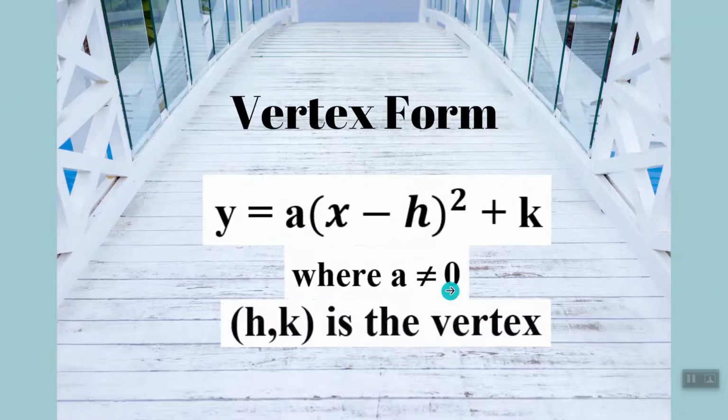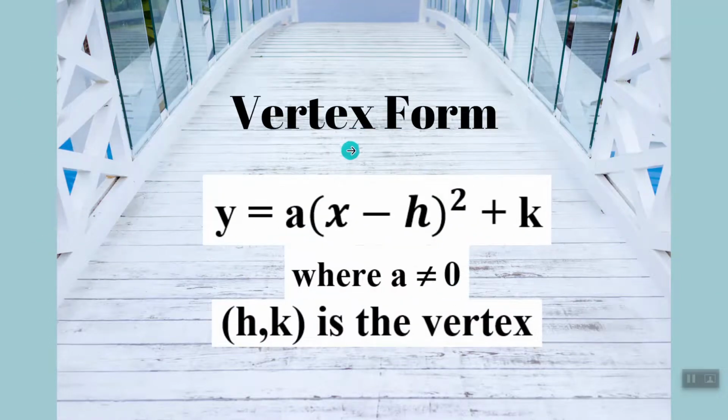The second form is vertex form. Vertex represents our local max or local min point on the graph. So, the h and k values will be directly equal to the coordinates of the vertex. Therefore, we call it vertex form. A is common, so a cannot be equal to 0 in this form.